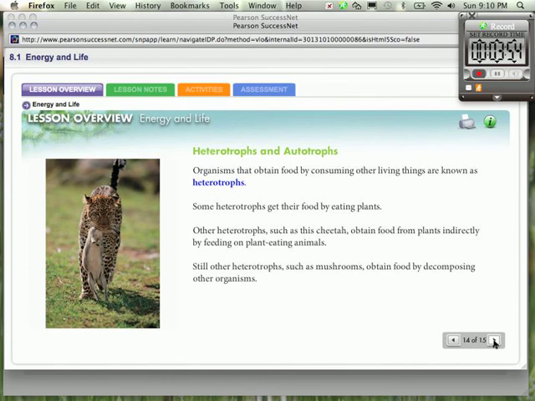Organisms that obtain food by consuming other living organisms are known as heterotrophs. Some heterotrophs get their food by eating plants. Other heterotrophs, such as this cheetah, obtain food from plants indirectly by feeding on plant-eating animals. Still other heterotrophs, such as mushrooms, obtain food by decomposing other organisms.